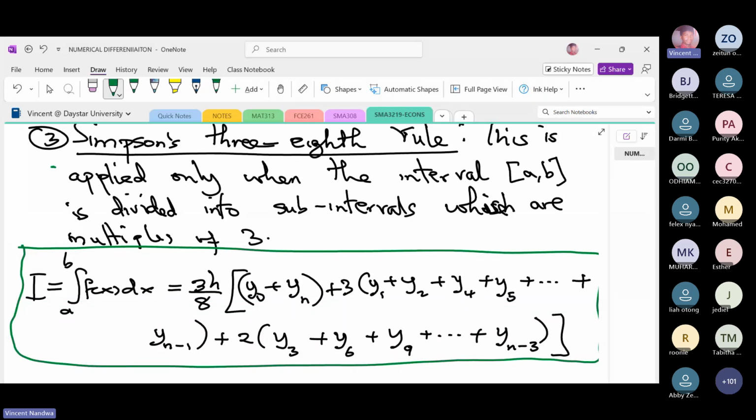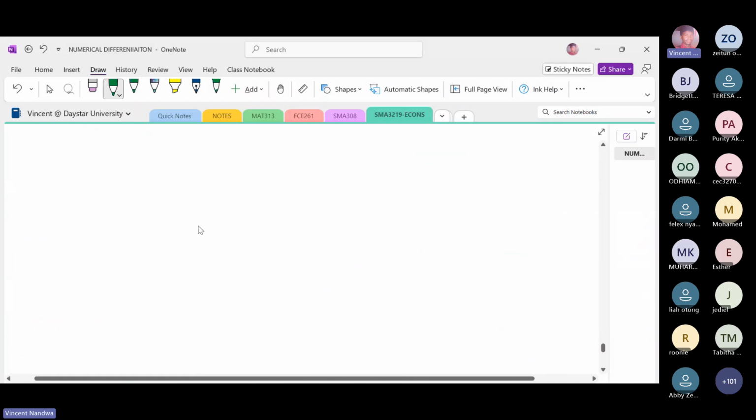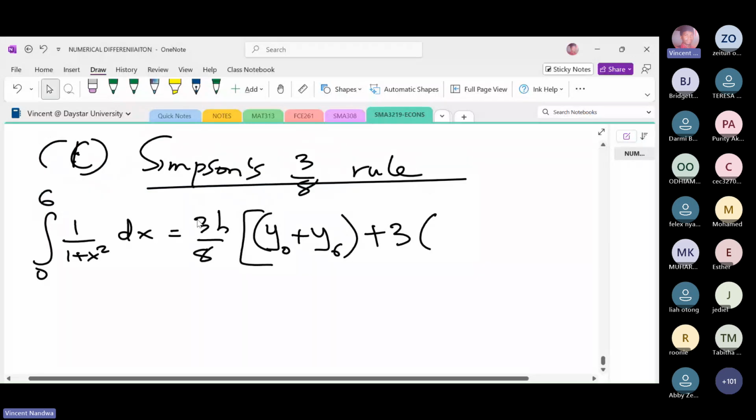Then plus 2 into y3, just y3, because remember, these two multiply the sum of ordinates which are multiples of 3. But because we have already used y6, you don't write it here again. An ordinate in all these formulas can be used only once, not more than once. So we'll have 3 times y1 plus y2 plus y4 plus y5, then plus 2 times y3.